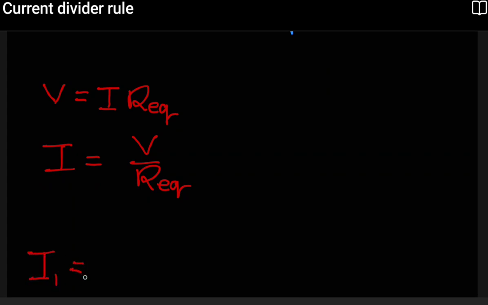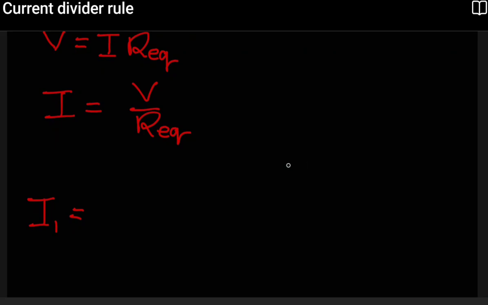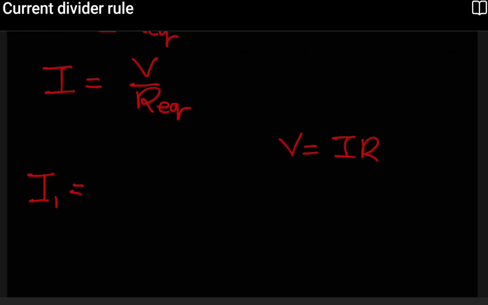So let's say we wanted to find the current I1. From Ohm's law again, V is equal to IR. So from Ohm's law, I1 is equal to the voltage that I1 is seeing divided by the resistance of R1. So from Ohm's law we have this relationship. The next part is to just plug in a few things. And the thing that we want to plug in first is this voltage V1.